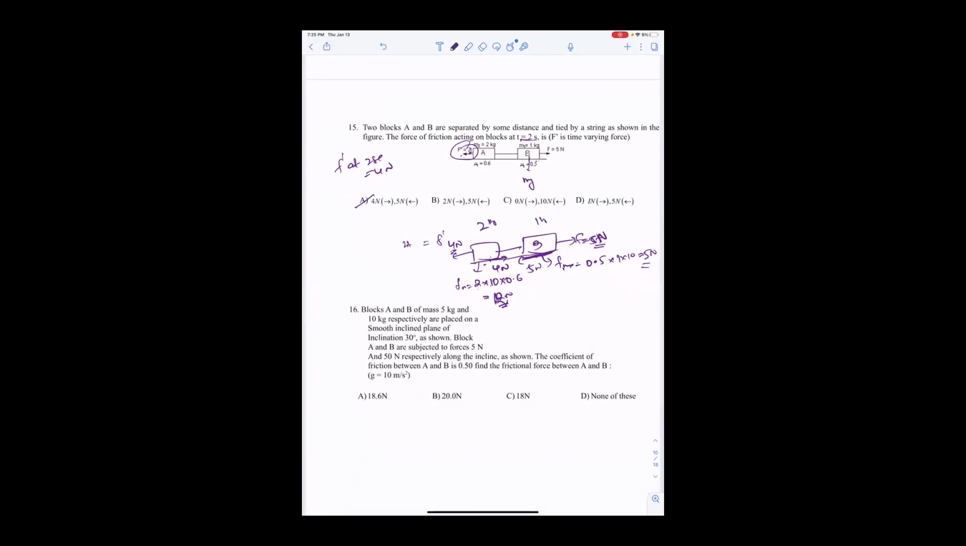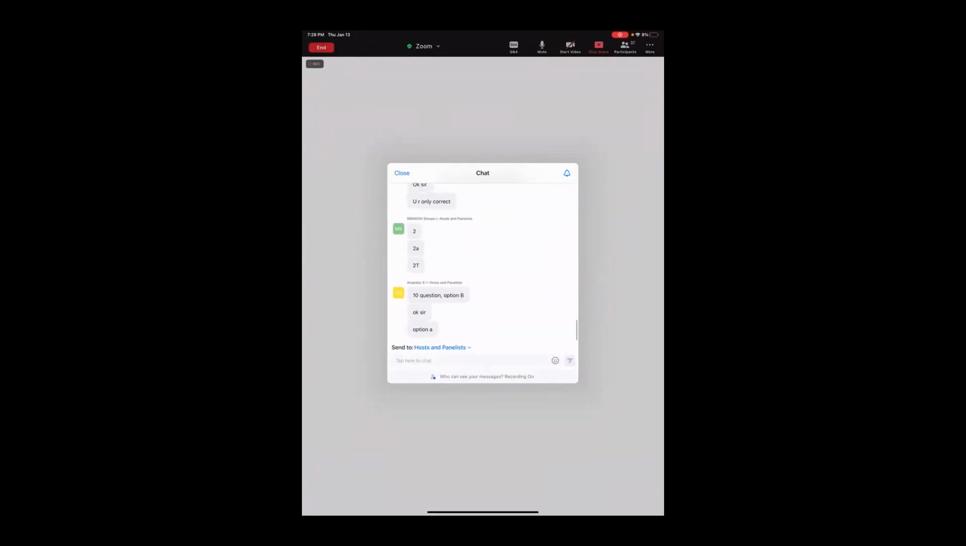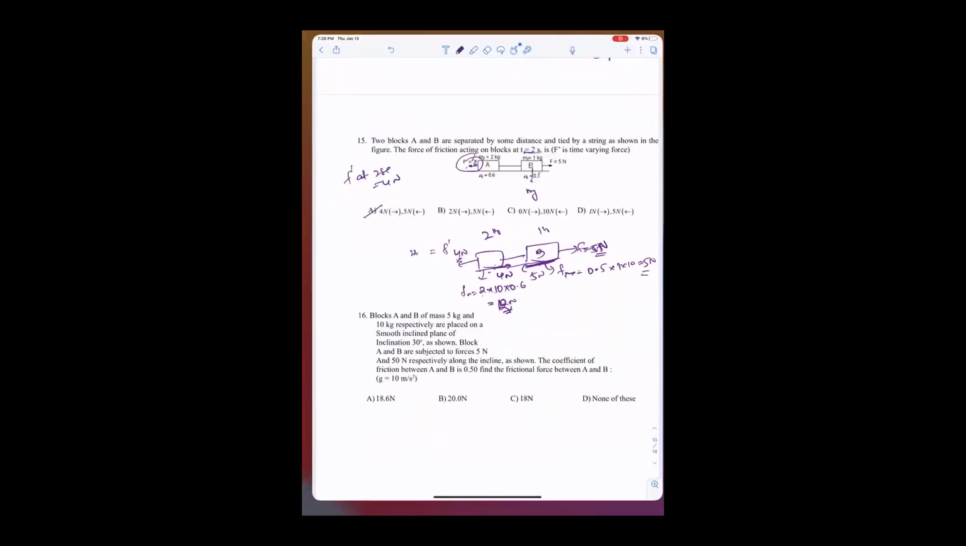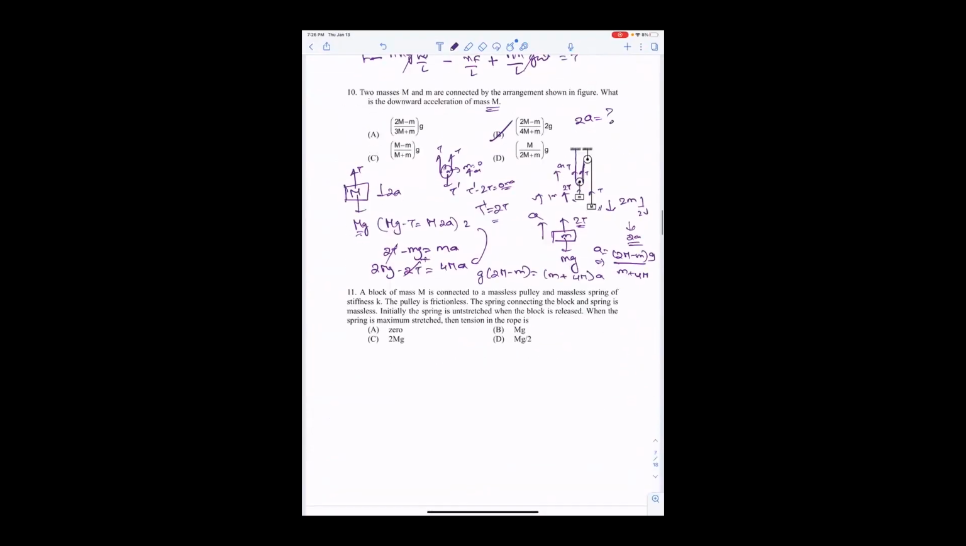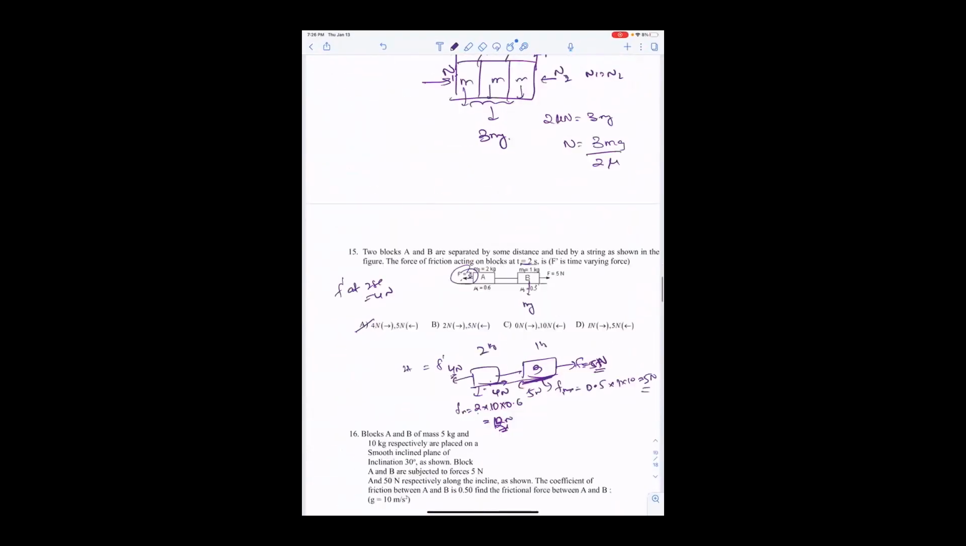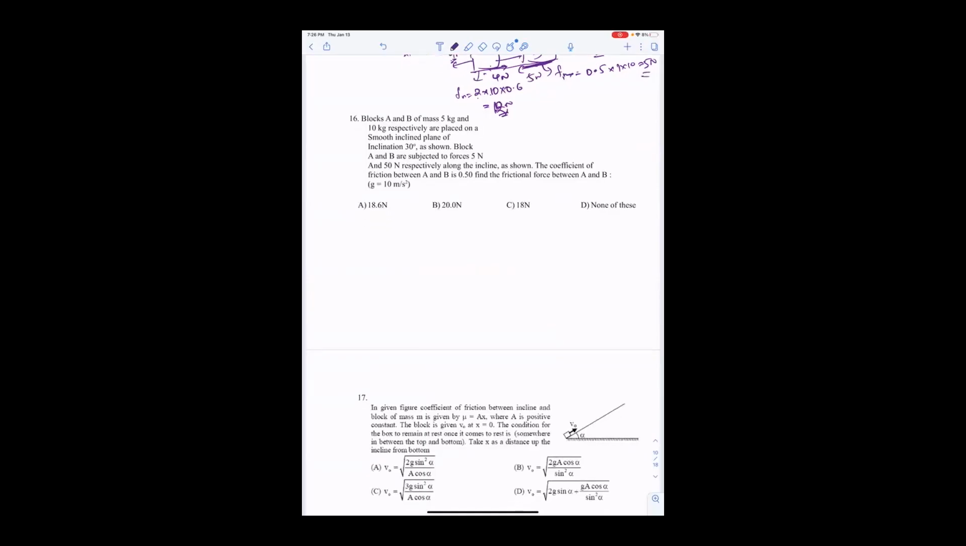Let me see how people approach this. 10th question, option B. Okay, sir, option A. Okay. 10th, yes. Okay, good. Now, 16th one. Blocks A and B of mass 5 kg and 10 kg respectively are placed on a smooth inclined plane of inclination 30 as shown. Oh, I guess block A and B is subject to 5 newtons. This diagram is missing. So let's leave it for now.